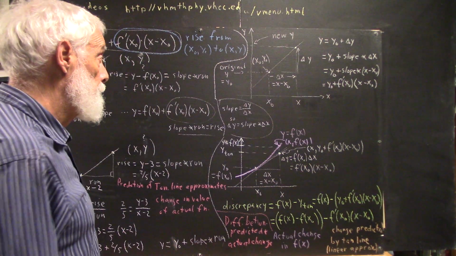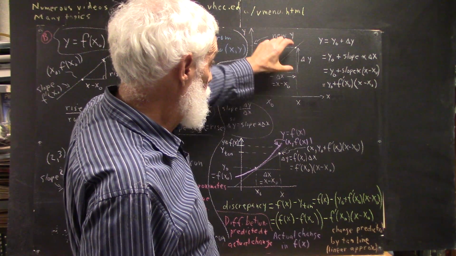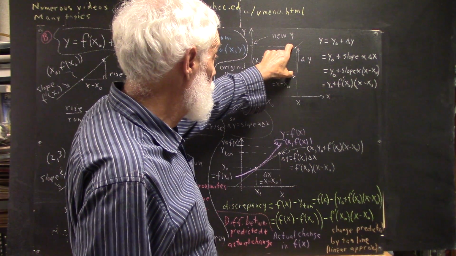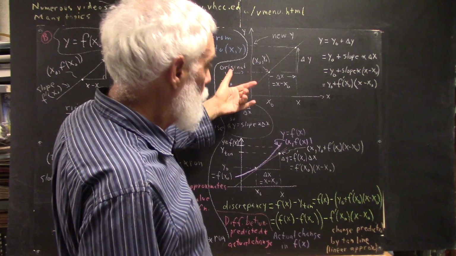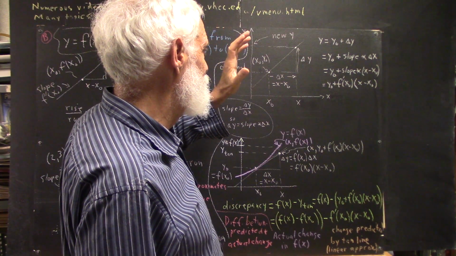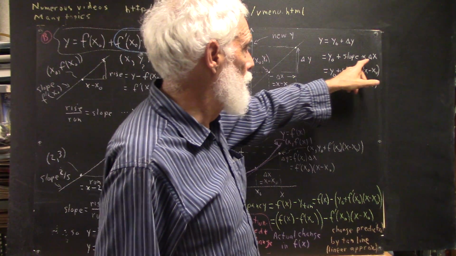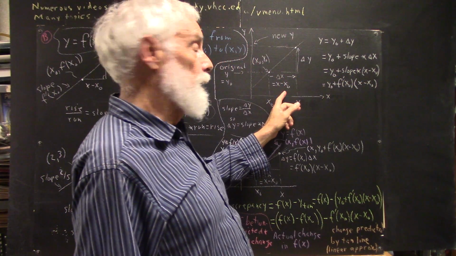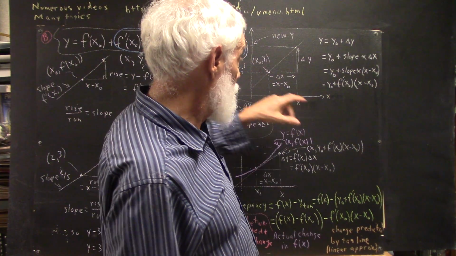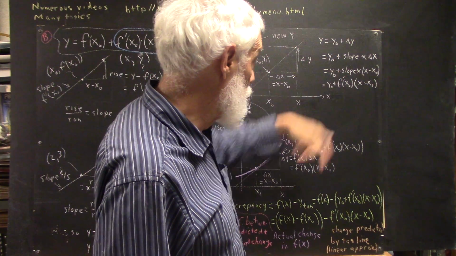Okay, over here, then, we focus on the rise, the change in the y value. Change in the y value is what? It's equal to slope times run, which is slope times delta x, and delta x is just x minus x naught, so it's slope times x minus x naught. And that, of course, is equal to f prime of x naught times x minus x naught, because the slope is f prime of x naught.